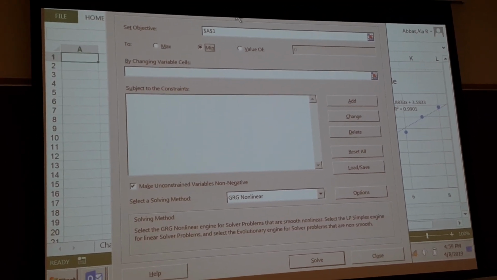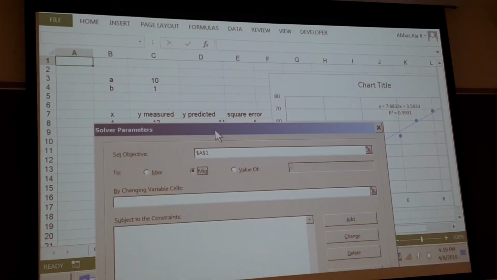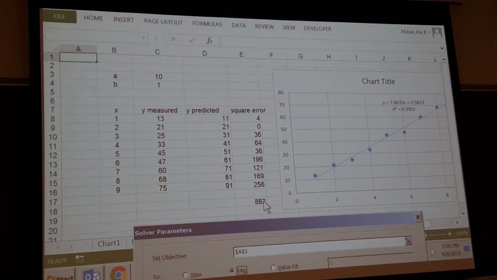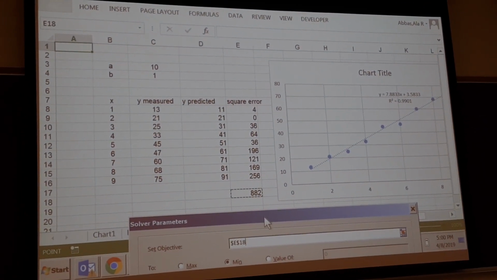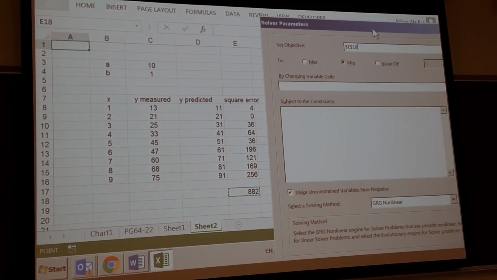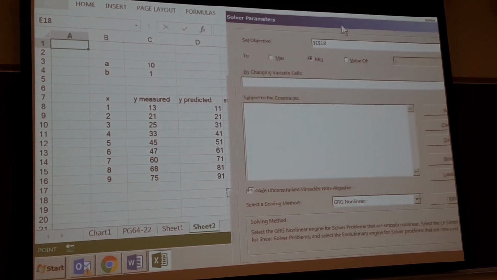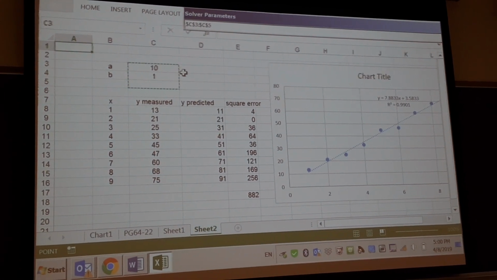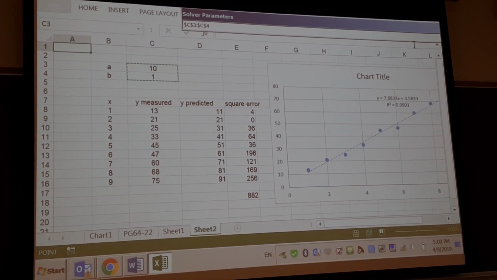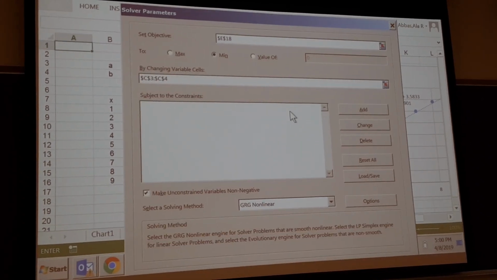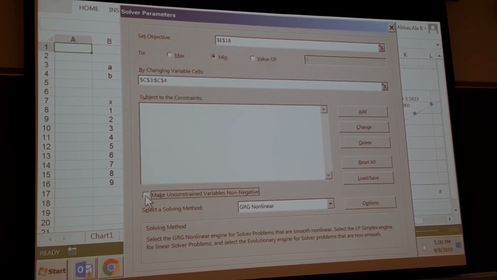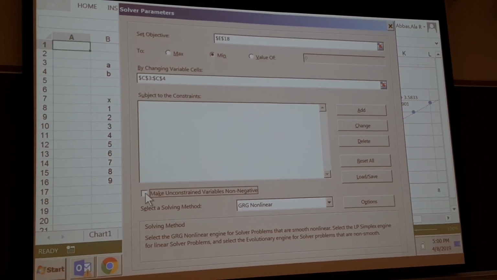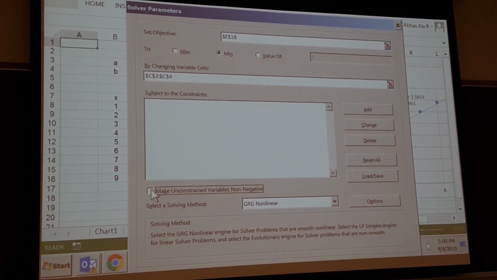Or you can use something called the Solver option in Excel. How does the Solver option work? You can say that I want to minimize what? I want to minimize the sum of the square of error, yeah? How am I going to do that? I'm going to do that by changing cell A and cell B. It's up to you if you want to define them to be positive or negative. I'm going to uncheck this so that they can be positive or negative, whatever they want.